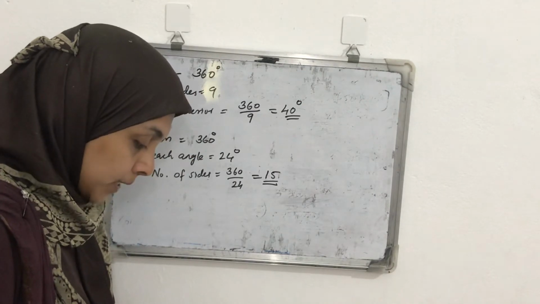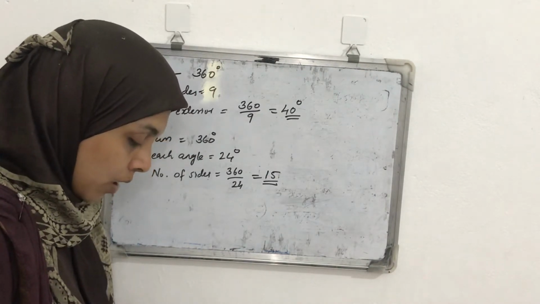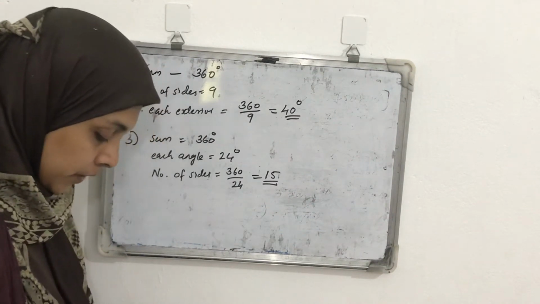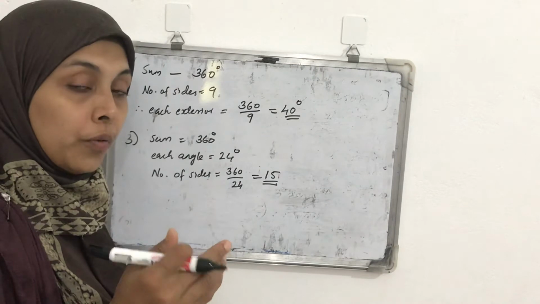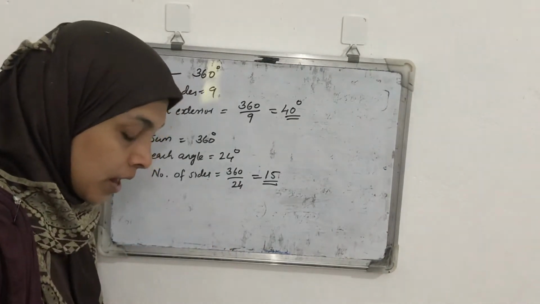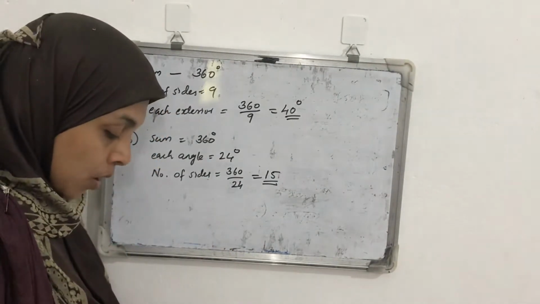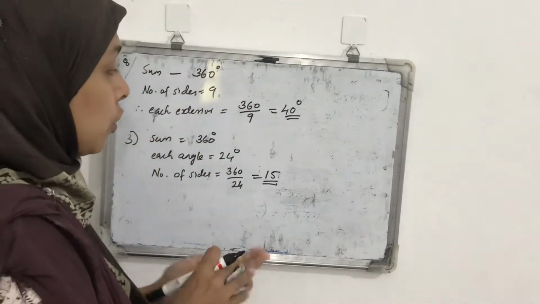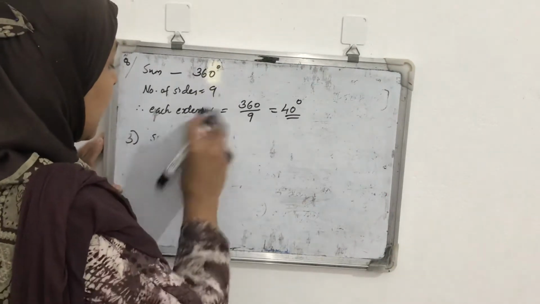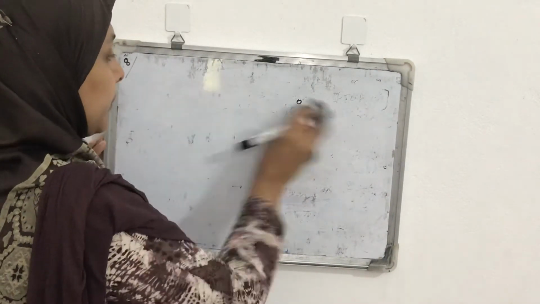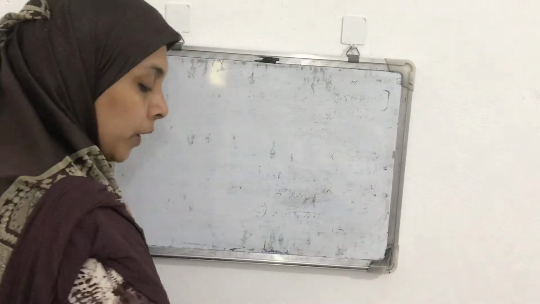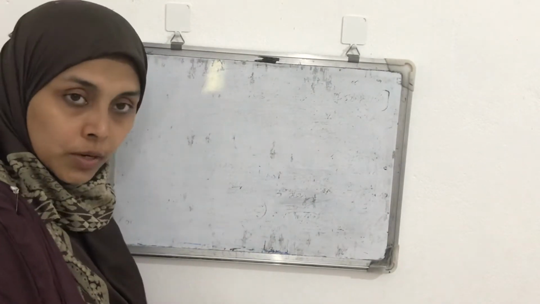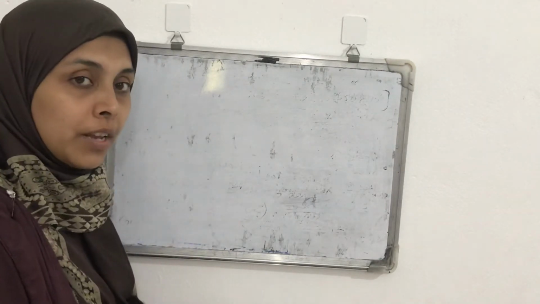Fourth question. How many sides does a regular polygon have if each of its interior angles is 165? Here each interior angle is given as 165 degree. How many sides will be there for that polygon? That is the question. If the exterior angle is given, you can use that the sum of the exterior angles of any polygon will be 360 degree. But here only the interior angle is given. Then how can we find that?